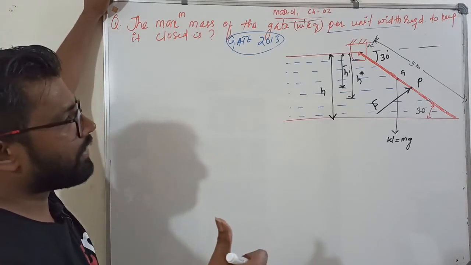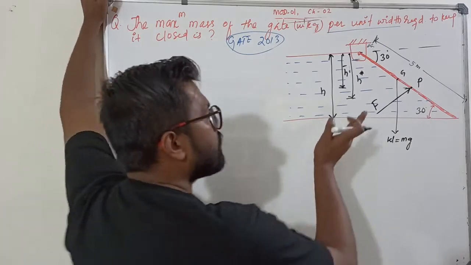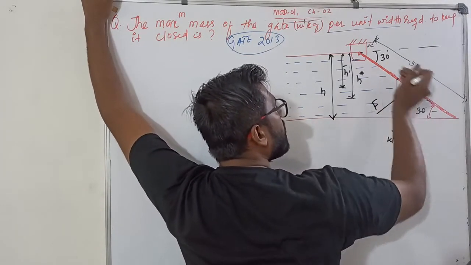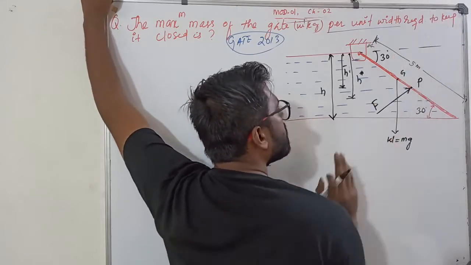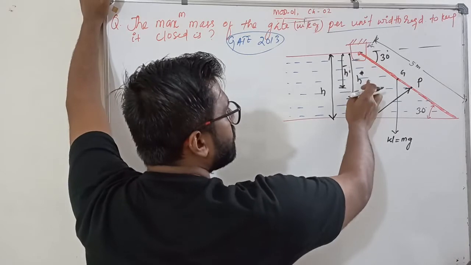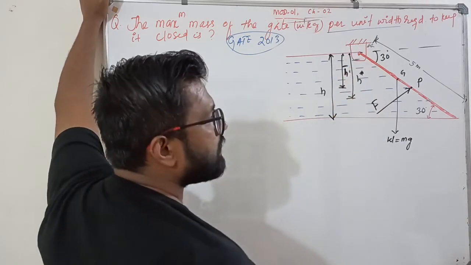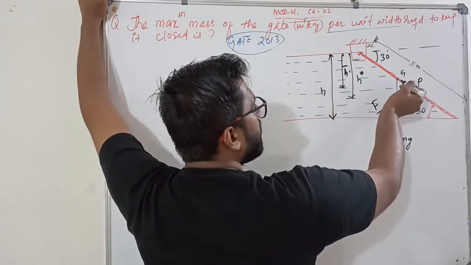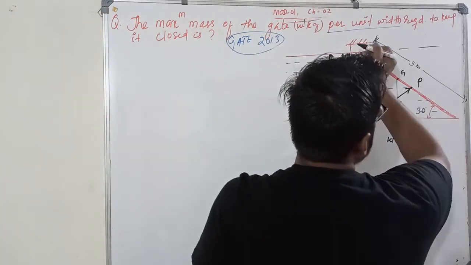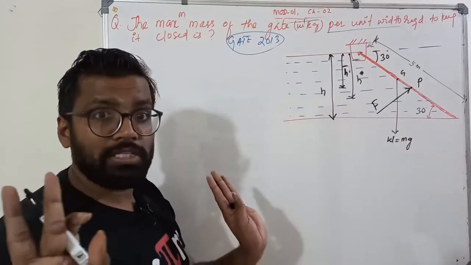Very good. We understood there is a weight acting vertically downward. The total hydrostatic force is acting perpendicular to the plate through the center of pressure. The distance of the center of pressure from the free liquid surface is H star. The distance of the centroid from the free liquid surface is H bar. H bar is where your W is concentrated. The length of this plate is 5 meter and its width is 1. All these things we got.